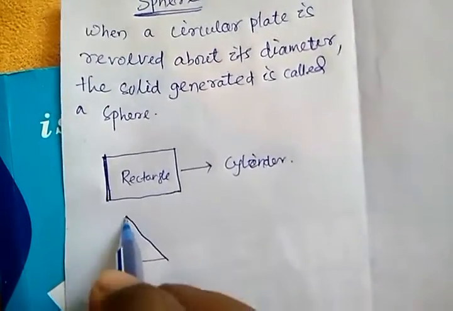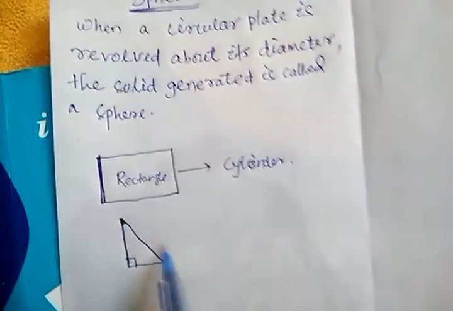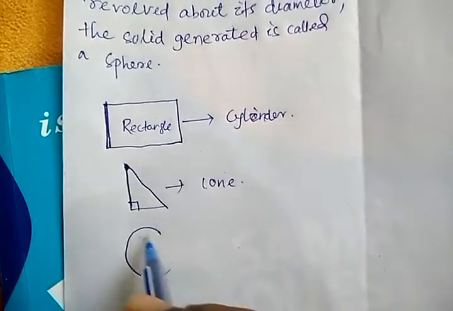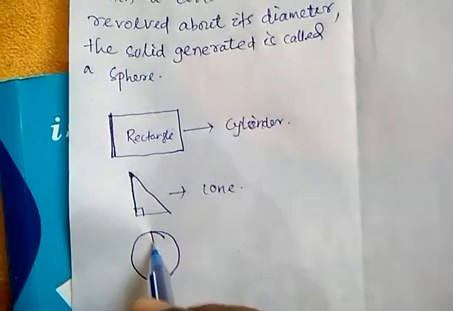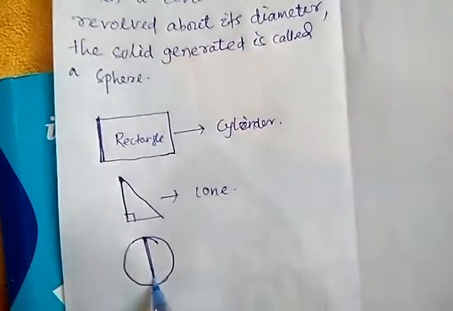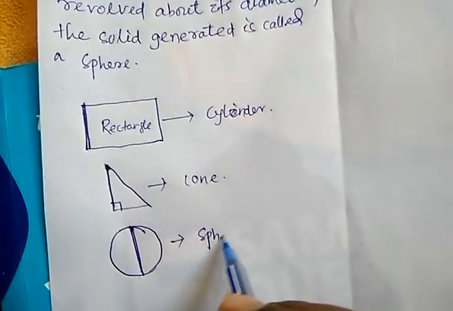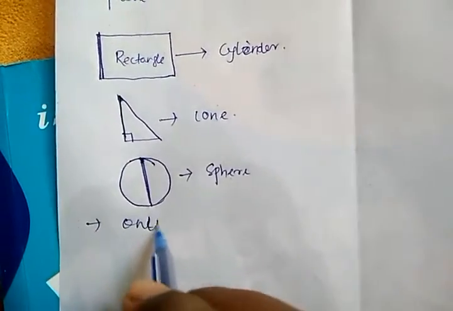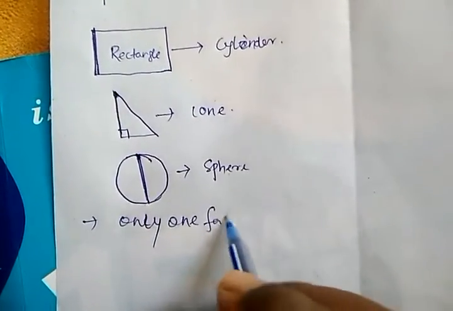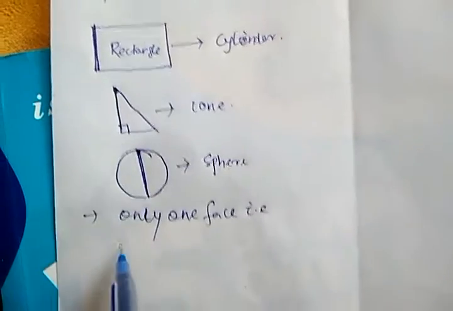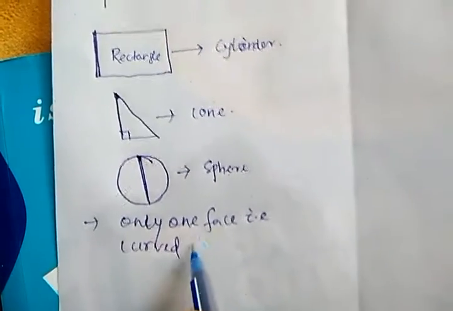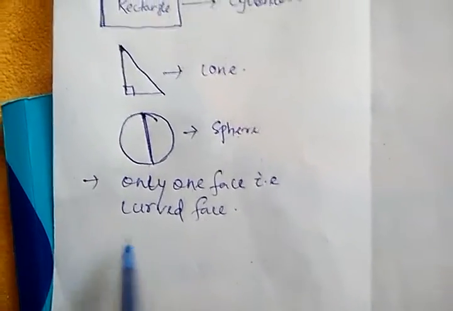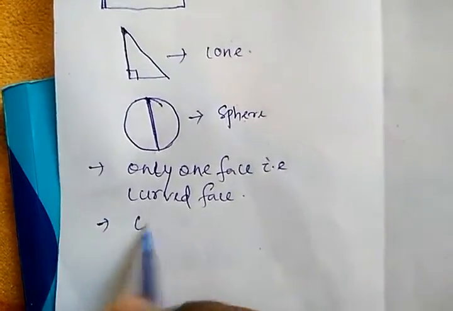If a right-angled triangle is revolved about this side, then it forms a cone. Similarly, when a circle is revolved about the diameter, then it forms a sphere. A sphere has only one face, that is a curved face, so it has a curved surface area.